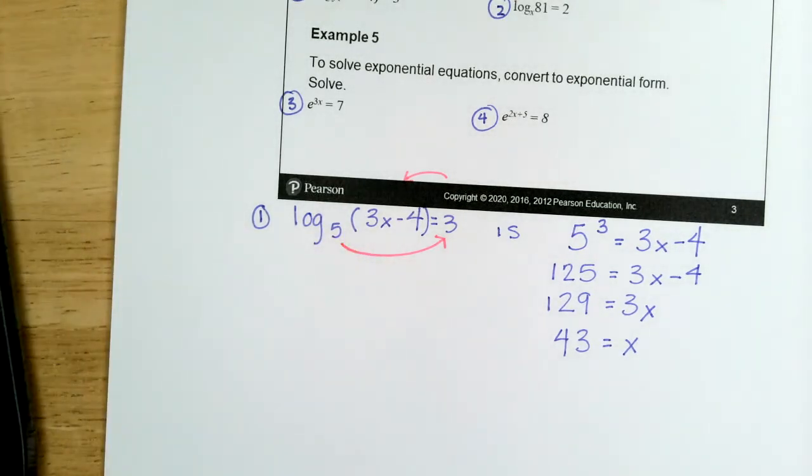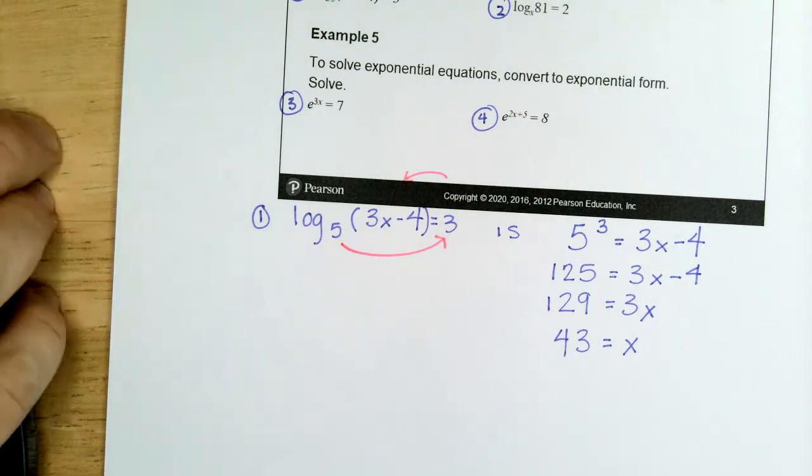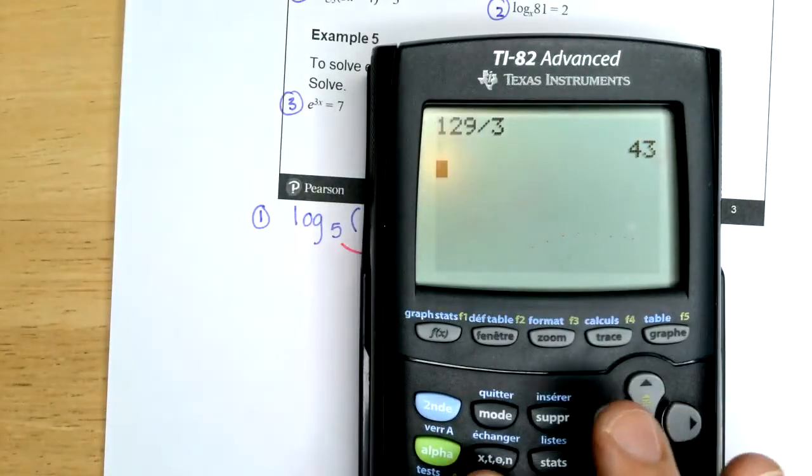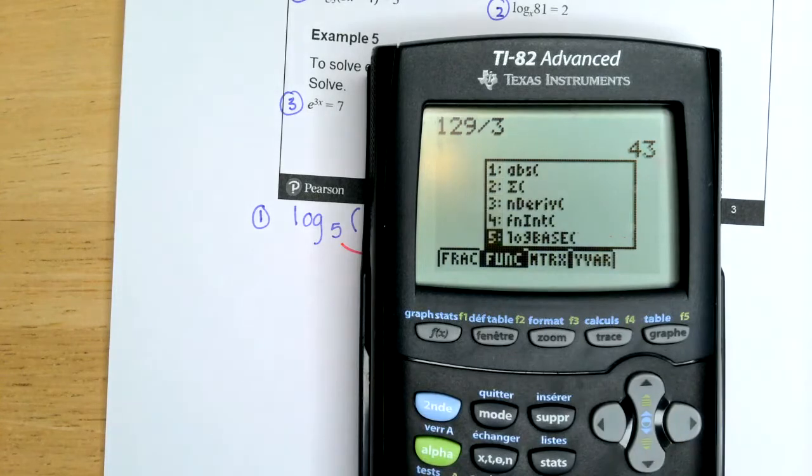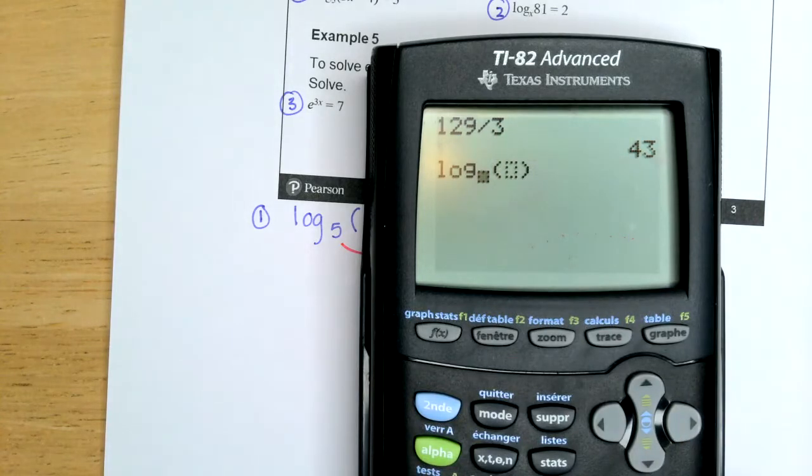So I will check it by typing in log, well, I'll just do it right here. Log base 5 of 3 times 43 minus 4 is 30. Good.